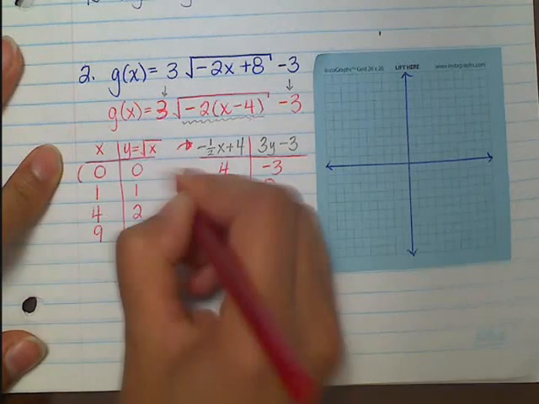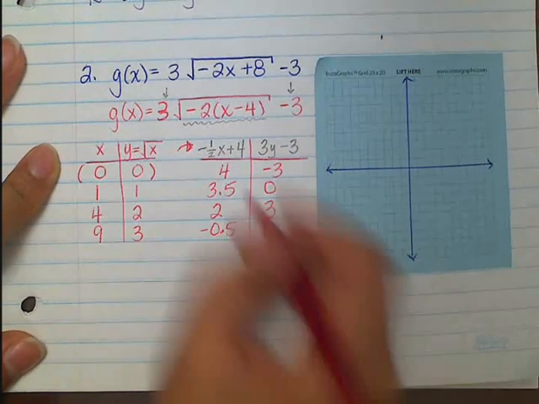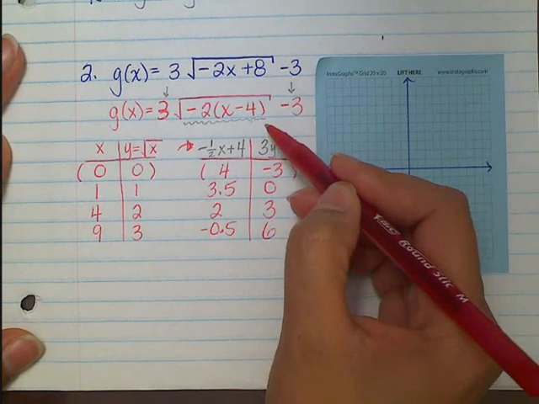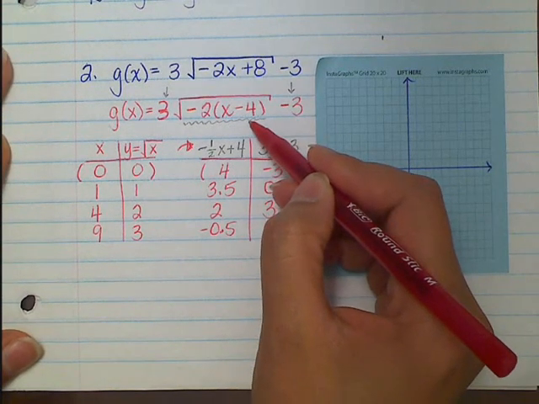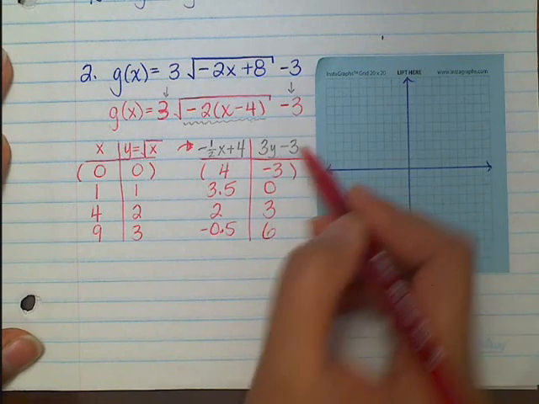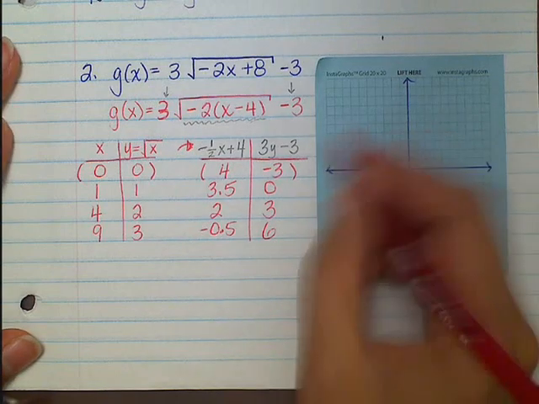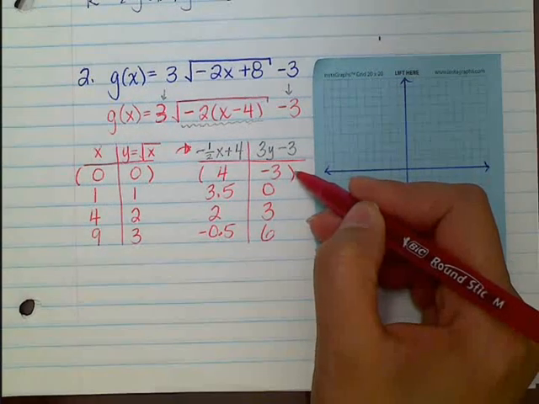Okay? And again, what you want to check is that the initial point has moved to where you expected it to move. So the initial point used to be at 0, 0, and now it's moved to 4 and negative 3. If you look at the transformed graph, the root function has been shifted to the right 4 and down 3. Right 4 and down 3. That's exactly what you're expecting.